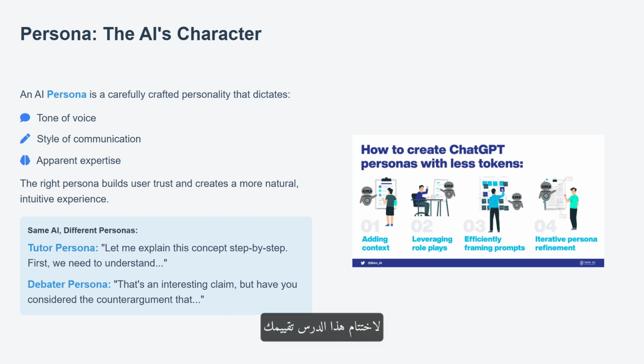To conclude this lesson, your assessment. Explain why giving a tutor persona and a debater persona to the same AI would result in 2 very different answers to the question, what is the best form of government?